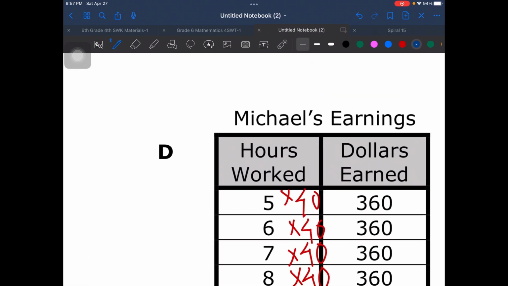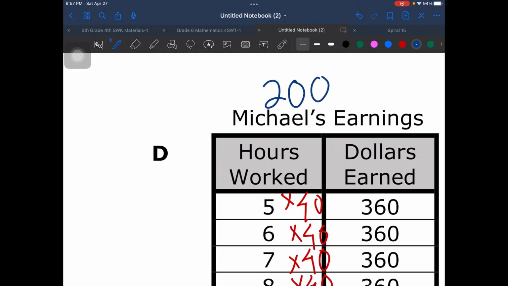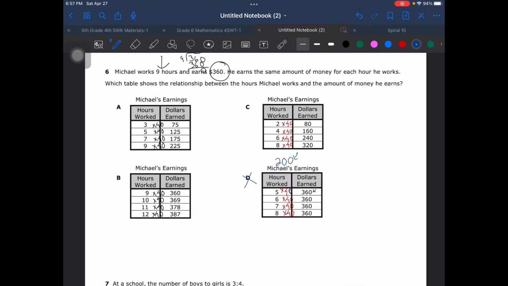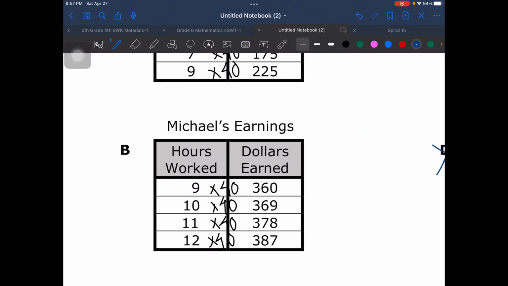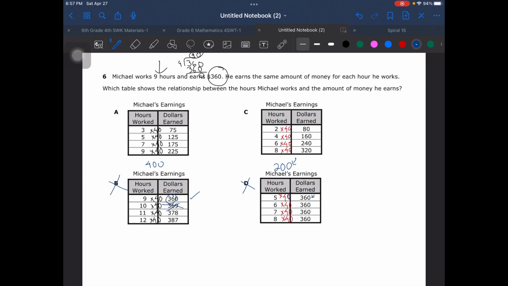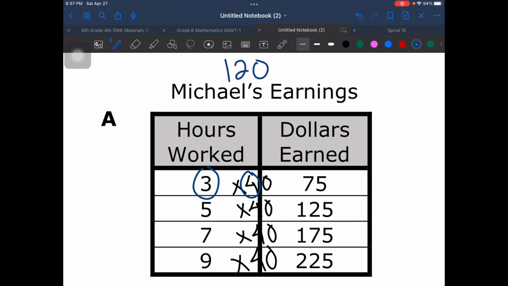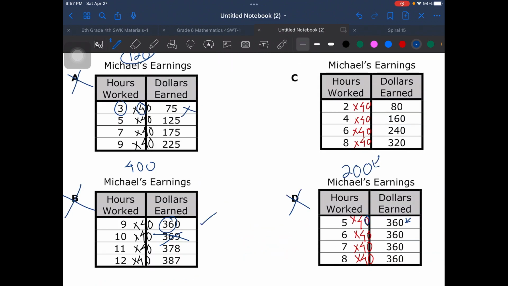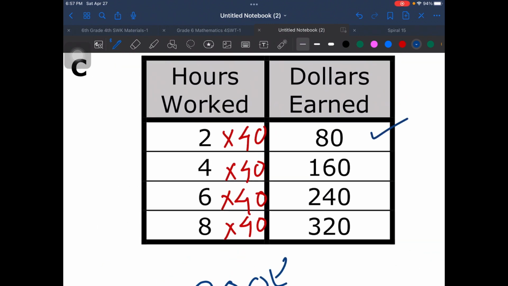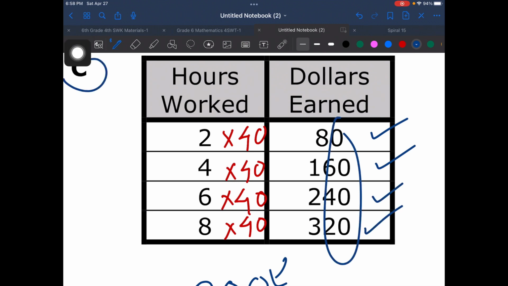Bueno, 5 por 4 sería 20 y agregas el 0, 200. Do we have 200? No. 9 por 4 es 360, eso está bien. Pero 10 por 4 debe ser 400 y no 369. Eso está mal. 3 por 4 es 12 y agregas el 0, 120. 3 times 40 is 120, not 75. And this one's true. 2 times 4, 8, 16, 24, 32. With the zeros at the end.